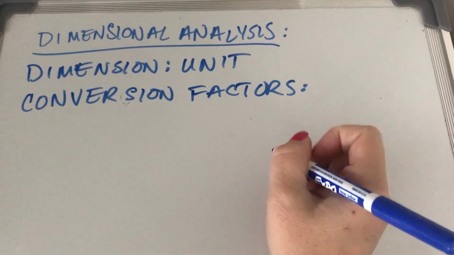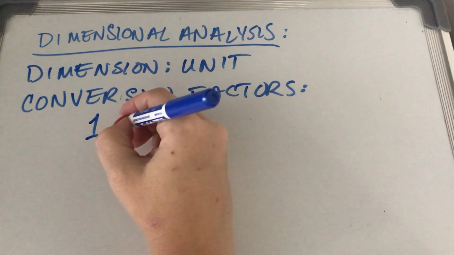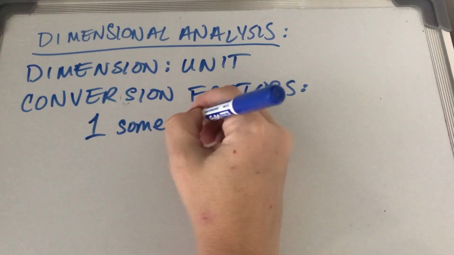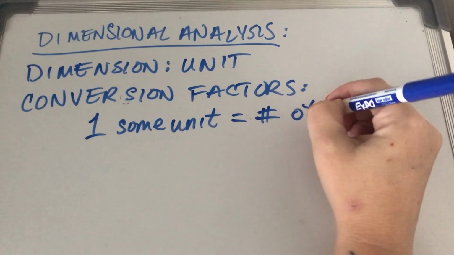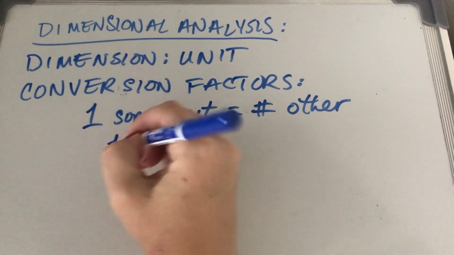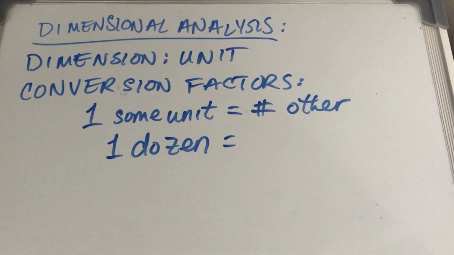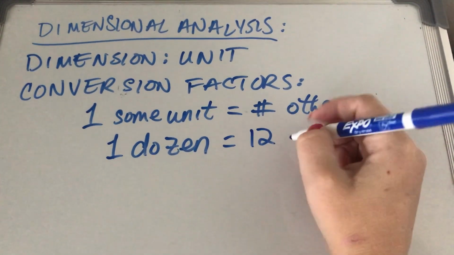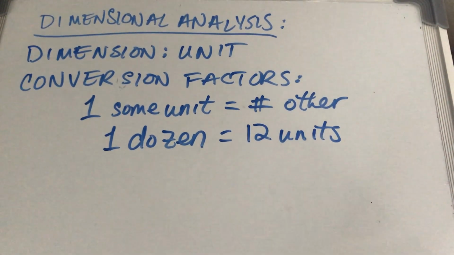So basically what a conversion factor has is the one of some unit and what that equals in terms of a number with the other unit, right? So for example, if we were talking about 1 dozen, right? What would that be equal to? Say 1 dozen eggs. 12, right? 12 units. Exactly, right. So that's a type of conversion factor.